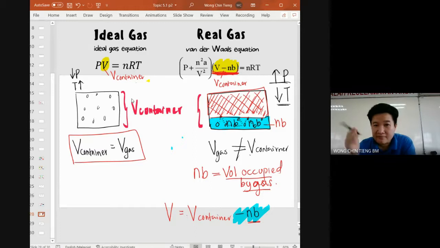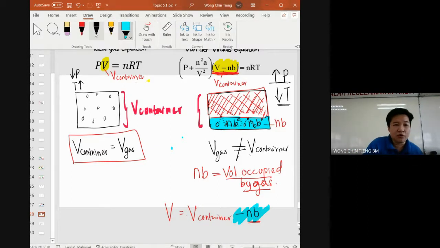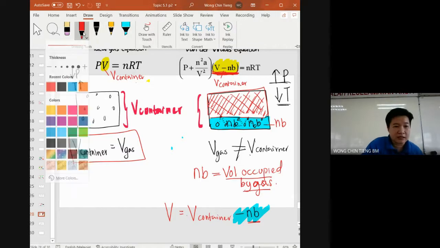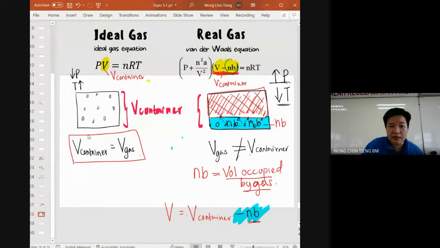Alright, easy. In the ideal gas and real gas, there are only two things you need to know: first, the conditions for the ideal gas and real gas; second, the correction that you make. So the nb over here is actually the volume occupied by the gas. Done, right? Alright, nothing more. Easy.